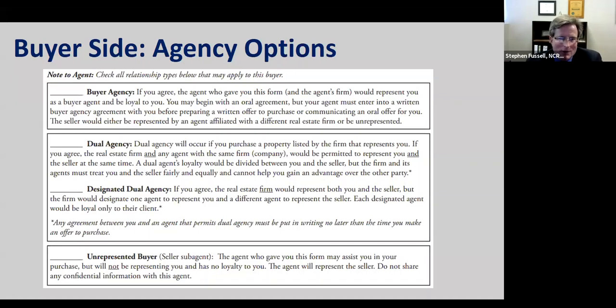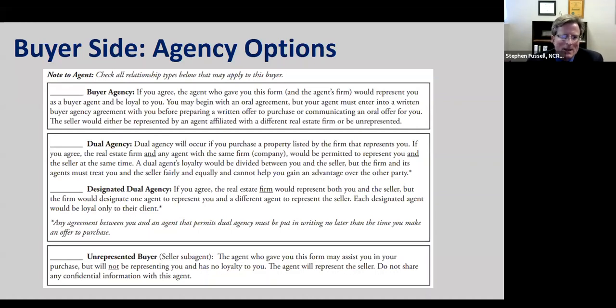And just as on the seller side, if you've got a buyer who is uncomfortable with the divided loyalty aspect of dual agency, and if your firm offers designated dual agency, then you can offer this designated agency option and say, if you agree, then our firm can represent both you and the seller, and our firm would designate one agent to represent you and one agent to represent the seller, and each agent would be loyal only to their client.